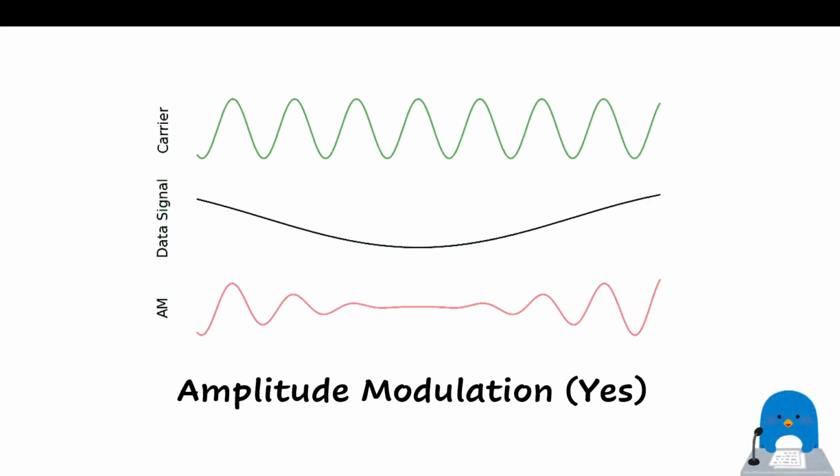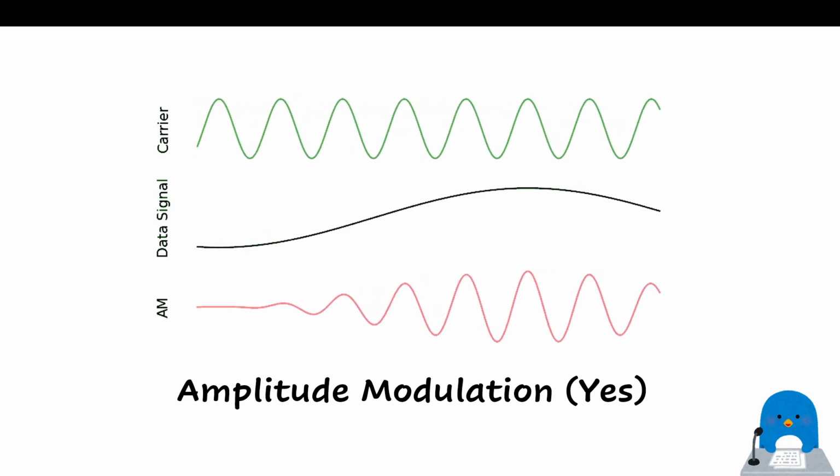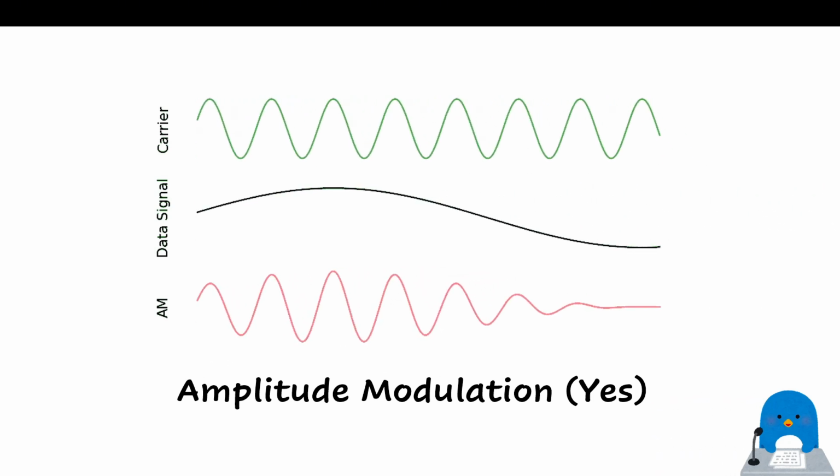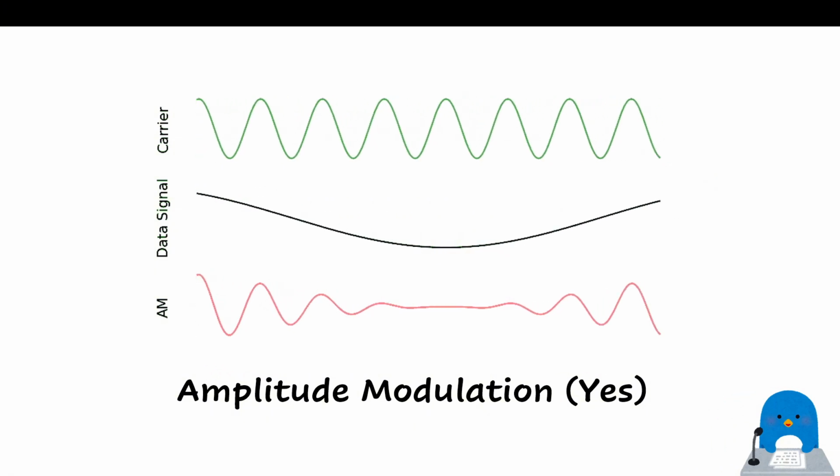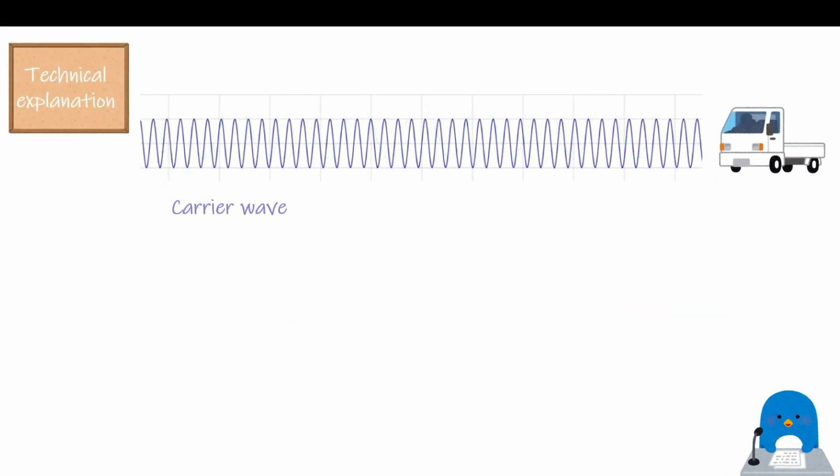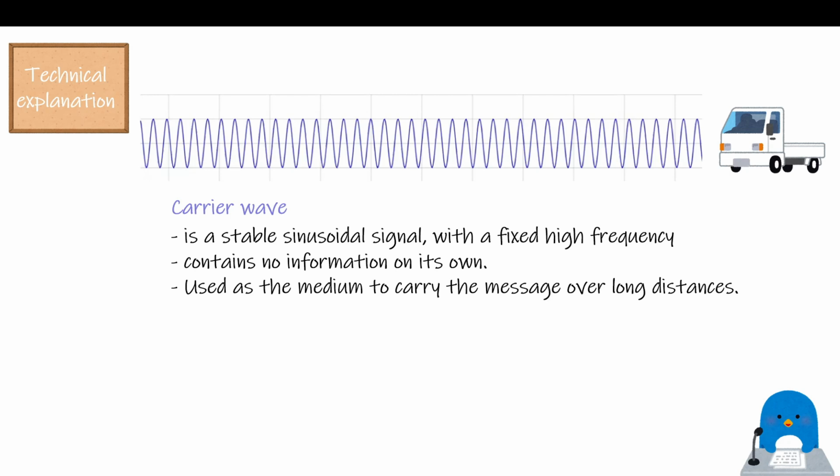The answer is yes, we can do that. The key is amplitude modulation, AM. AM consists of several components. The first one is the carrier wave. It is a stable sinusoidal signal with a fixed high frequency. However, it does not contain information on its own. We can imagine it as a lorry which can carry anything.